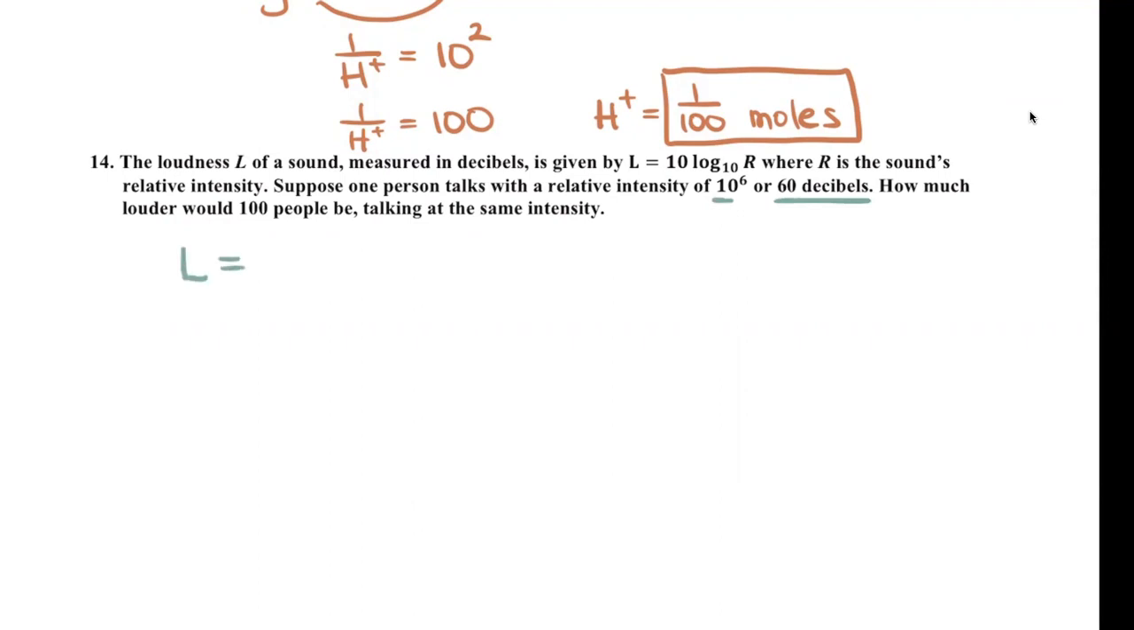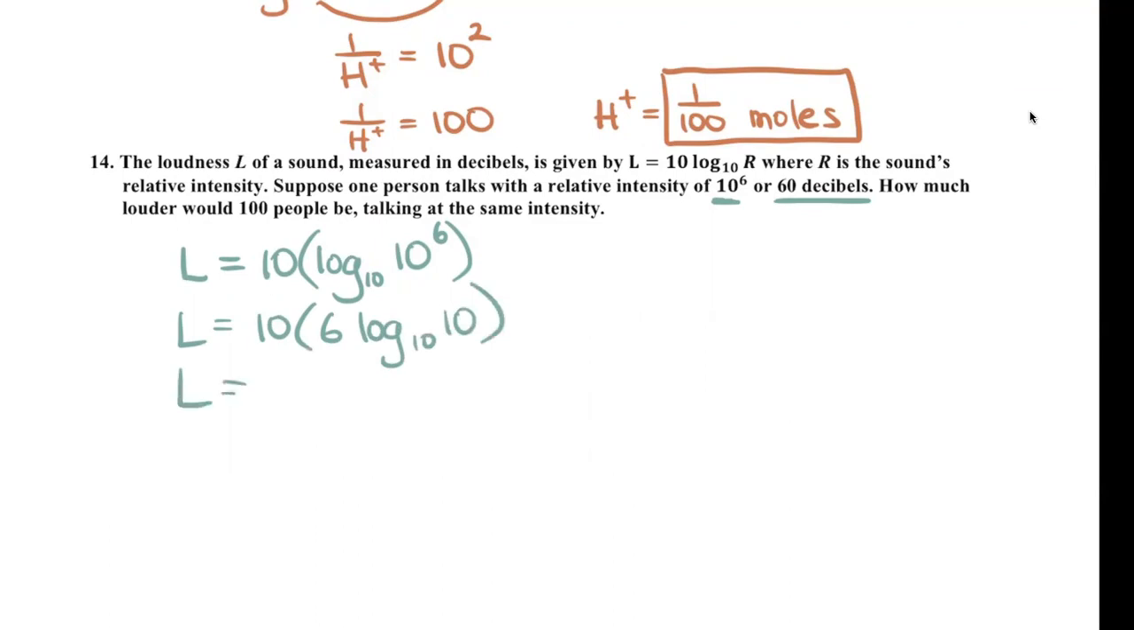If I were to plug in R is 10 to the 6, this is for one person. What I get is I can bring that 6 down. So I'm going to simplify what's inside the parenthesis here. I can bring the 6 down, and then this is going to be log times 6. And then log base 10 of 10 is just 1. So that's where the 60 decibels is coming from. All right, so I do want to plug in R though as 10 to the 6th.